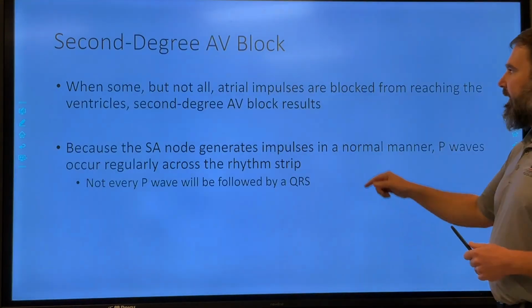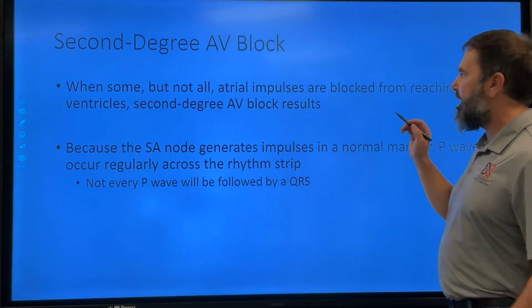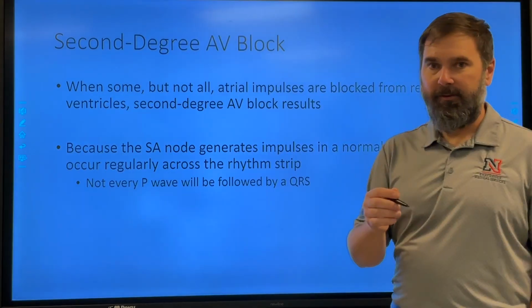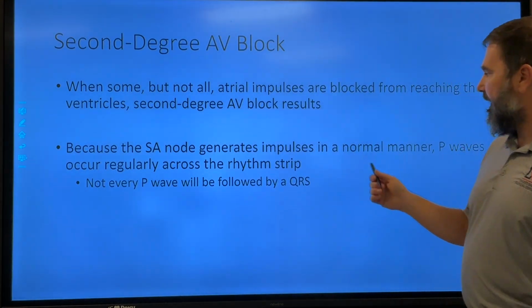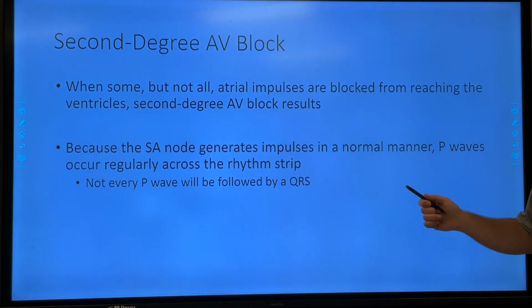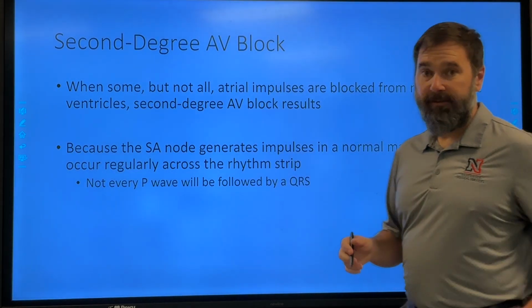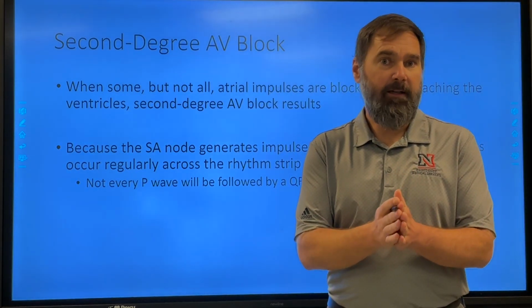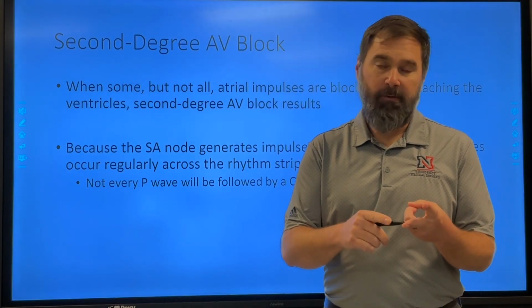So look at our second degree AV block. When some, but not all, atrial impulses are blocked from reaching the ventricles, the second degree AV block results. Because the SA node generates impulses in a normal manner, P waves occur regularly across the rhythm strip. Not every P wave will be followed by a QRS complex. So it goes back to it's all about the P waves, it's all about the PRI. Do you have a P wave, upright? Do you have one P wave for every QRS?